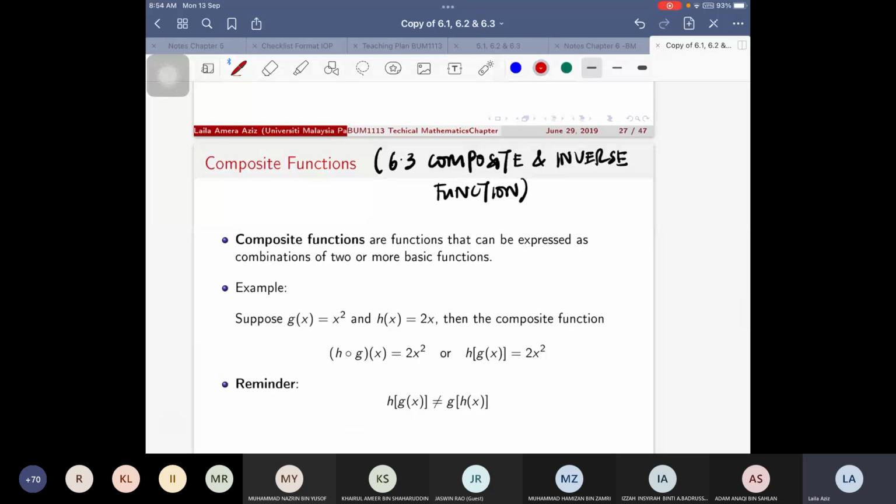Okay, next I nak proceed dengan composite function. But the thing is that, kita dah discuss dua subtopik dah. Kita rehat dulu kejap. I pun nak minum air dulu sekejap. So sekarang pukul 8.54. So let's rest for a bit. Let's take 5. Kita sambung balik pukul 9. 9 tepat kita sambung balik.